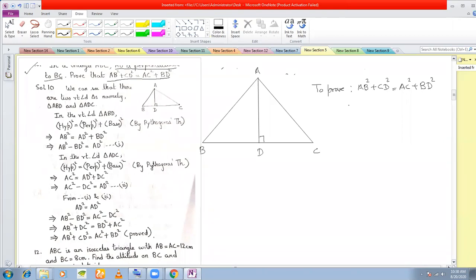There is also a very important thing that you must observe when you are doing proofs on Pythagoras theorem. How many right angles can you see? That is what you have to see in the given figure. If you see in this figure, I am able to observe this right angle and this right angle.